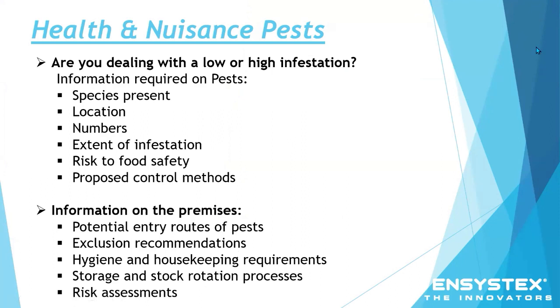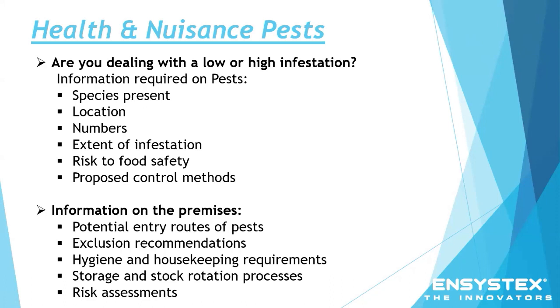If it is in an area where there's open food being produced or on a production line, then often the production line needs to be stopped immediately if there's a high risk to food safety. And then you would not go to maintenance treatment, you would go to your knockdown treatment to get those numbers sorted out as quickly as possible so the production line can carry on. And then what are your proposed methods of control?